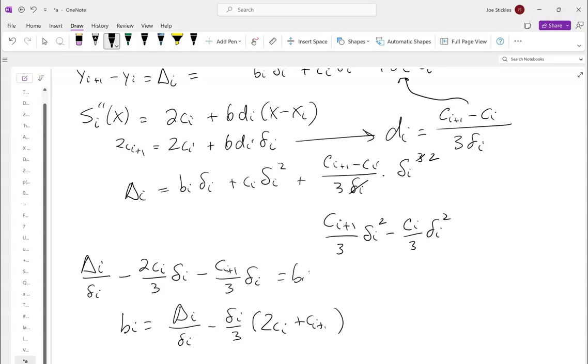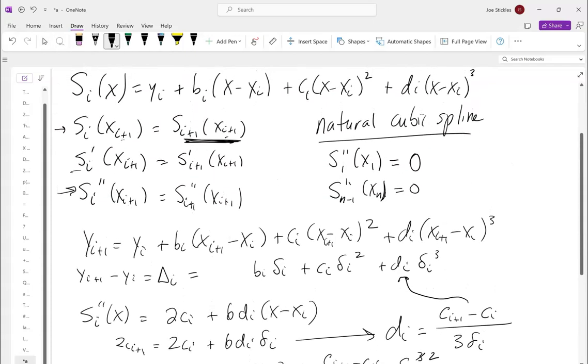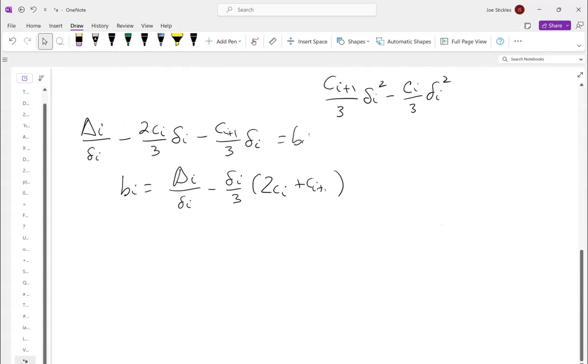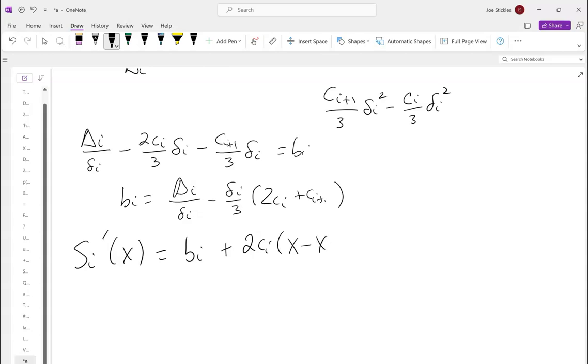All right, so let me scroll back up for a second. Here was our relationship that we need to use to get those equations set up. Right? Okay. When we do that in this case, your S sub I derivative will be, well, the A sub I will go away. You'll be left with B sub I plus 2C sub I x minus x sub I and a 3D sub I x minus x sub I squared.